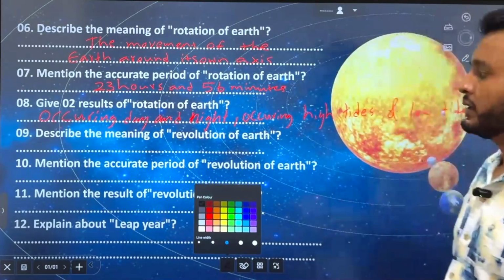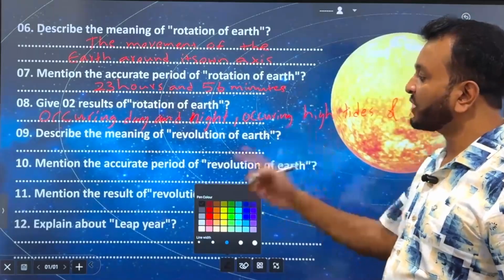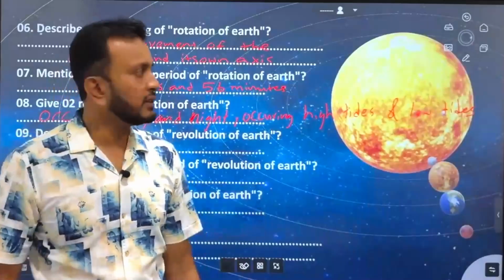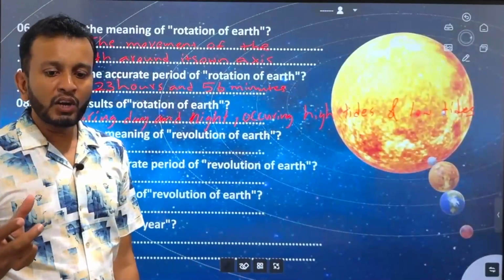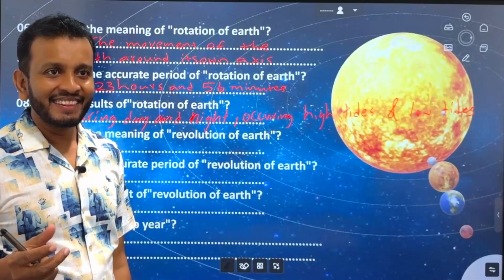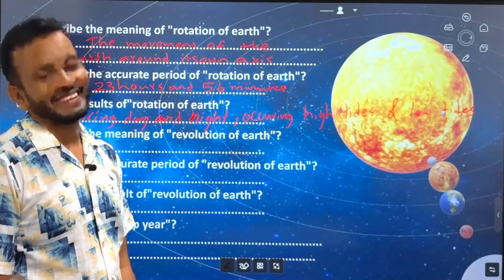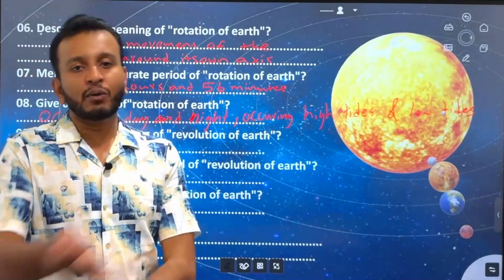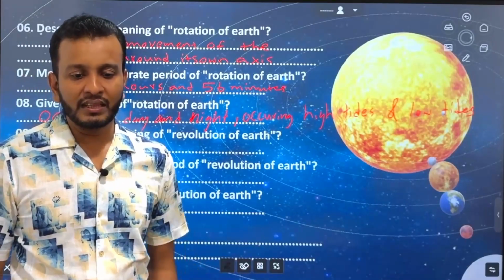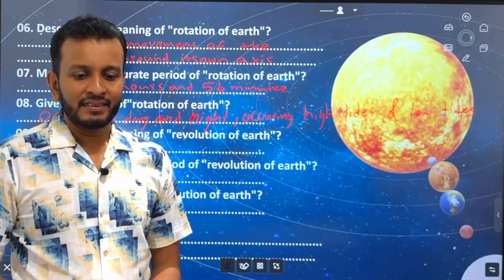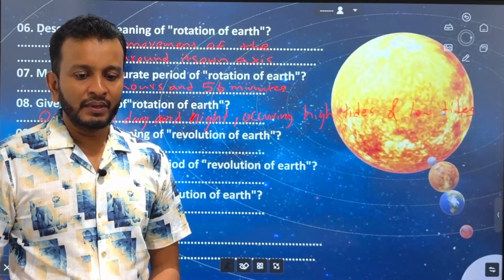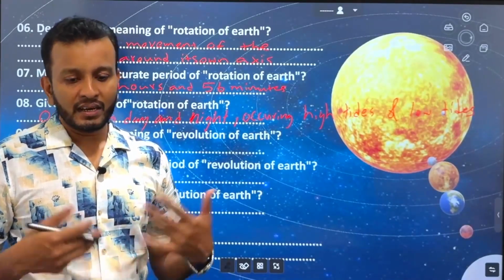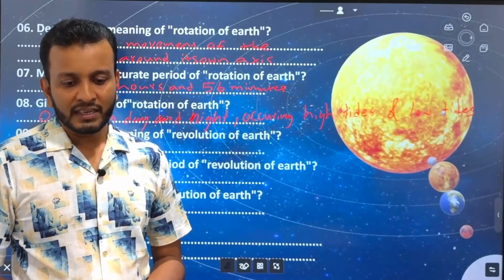Okay. Describe the meaning of revolution of the earth. Revolution of the earth. The movement of the earth. The journey of the earth around the sun, or the movement of the earth around the sun. Both are correct.